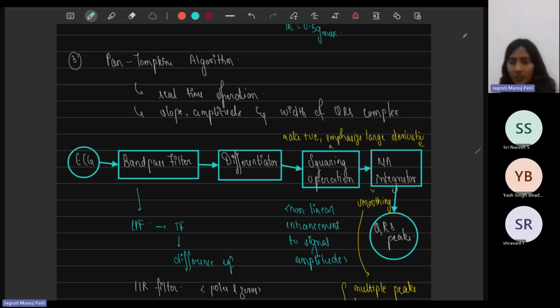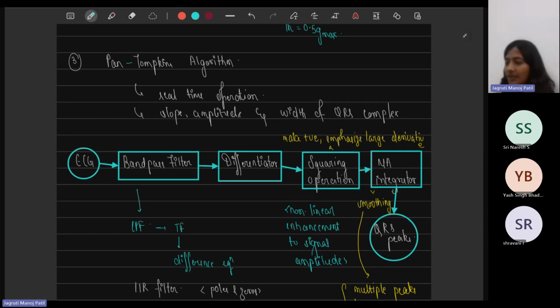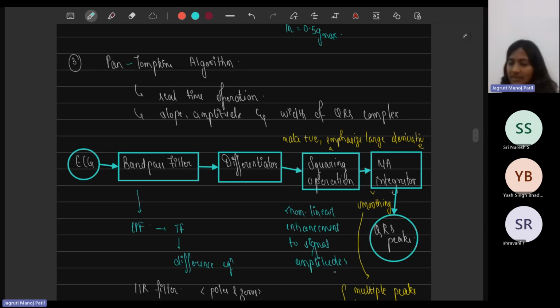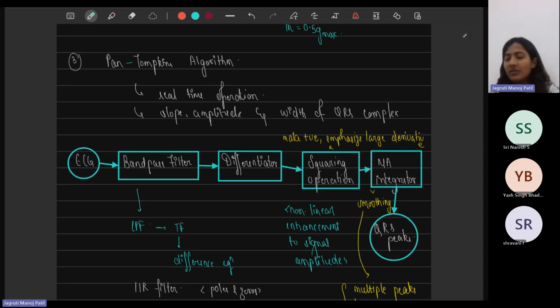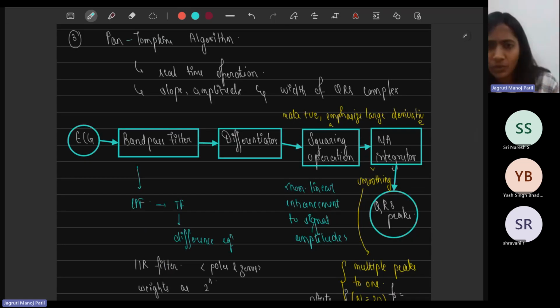Then the derivative, what it does, we know. But the squaring operator is just a nonlinear enhancement of the signal amplitude, so that it makes everything positive, which will emphasize the larger derivative, a larger slope difference. So there you can actually see the variation of the slope. And then you have the moving average filter. We all know what averaging is. It's a type of low pass filter, so what it does is also smoothing.